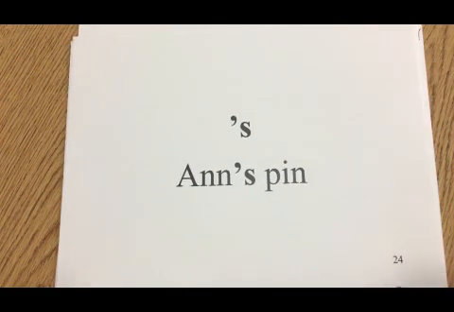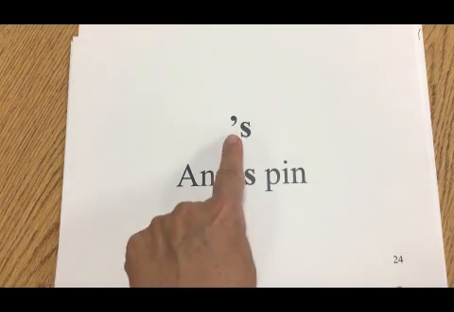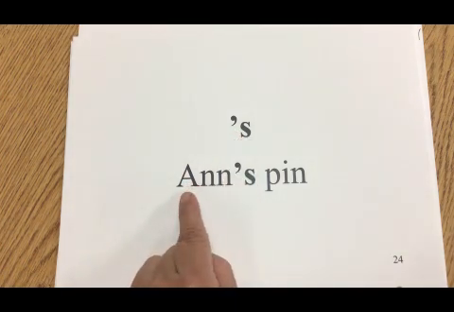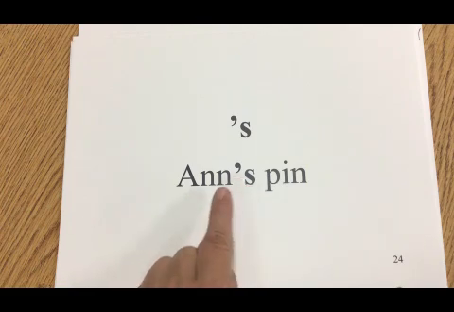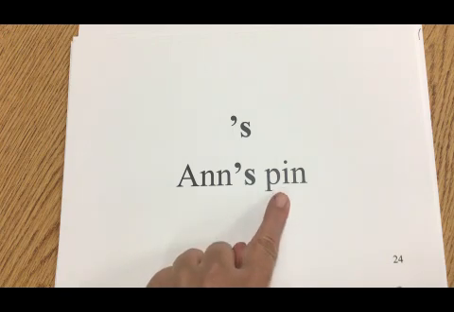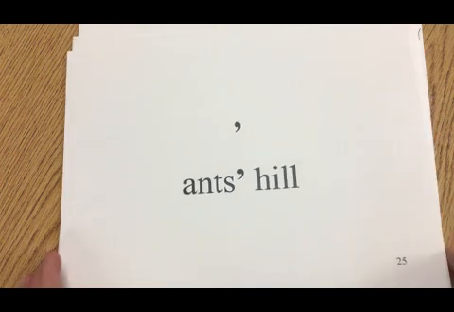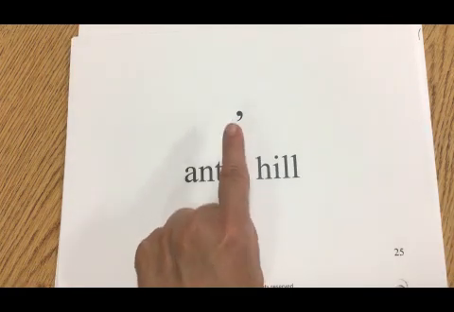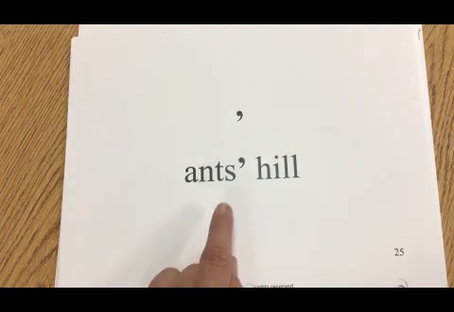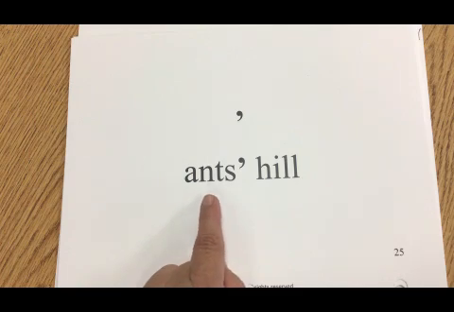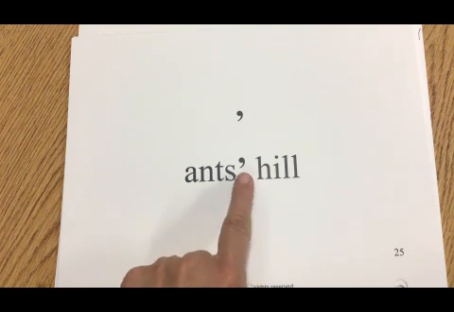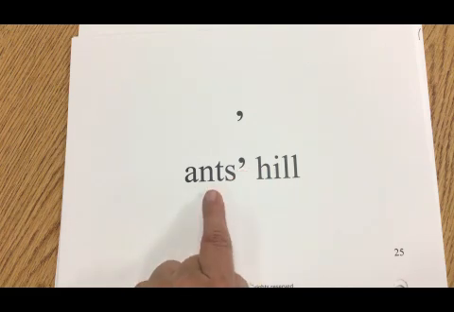This shows possession or ownership. Apostrophe S. For one someone or something, you add an apostrophe S after their name, as in Anne's pen. The pen belongs to Anne. You add an apostrophe to show ownership after a plural someone or something, as in aunts' heel. The heel belongs to the aunts.